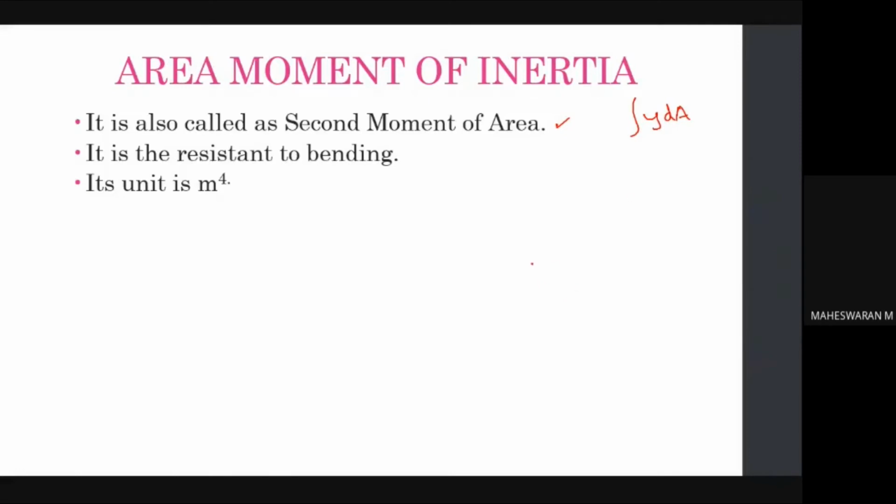Now it is the second moment of area, which means again I have to multiply with the distance, which means integral y square dA. That is your moment of area, right? It is nothing but the resistance to bending. It gives what the resistance to your bending is.